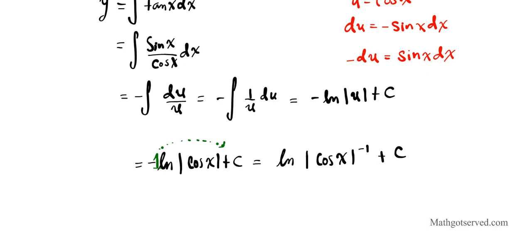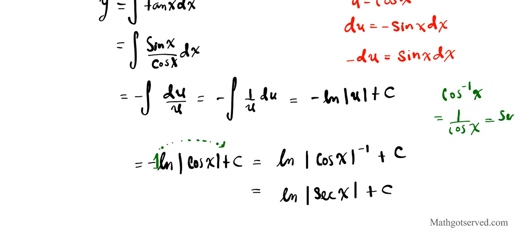So you have this. Using the quotient property of logarithms and the reciprocal trig identity, I can write this as the natural logarithm of the absolute value of secant x plus c, because we know that cosine to the negative 1 of x is the same thing as 1 over cosine x, and that is the same thing as secant x. So this entire expression right here is the same thing as secant x.